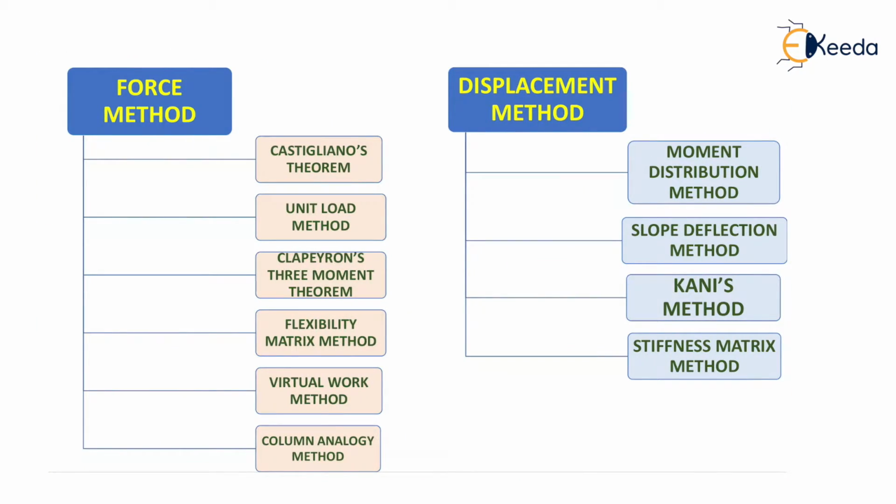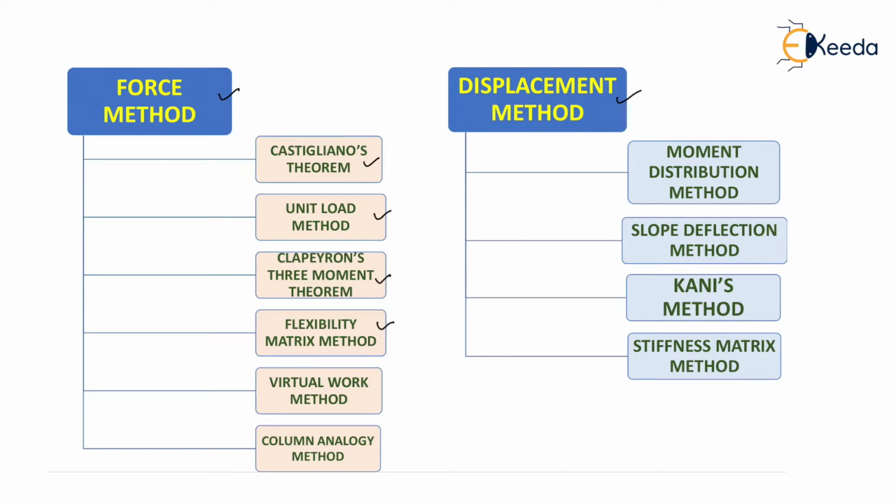Now in structural analysis, different methods have been classified into two types, that is force method as well as displacement method. Now Castigliano's theorem, that is the first and second theorem, comes under force method. Similarly the unit load method, which is used for finding the deflection in a structure, comes under force method because the basic unknowns are forces. Similarly the three moment theorem, that is Clapeyron's three moment theorem, also comes under force method. Similarly, the flexibility matrix method, which is the last chapter of our structural analysis subject, comes under force method, in which the force is the basic unknown.